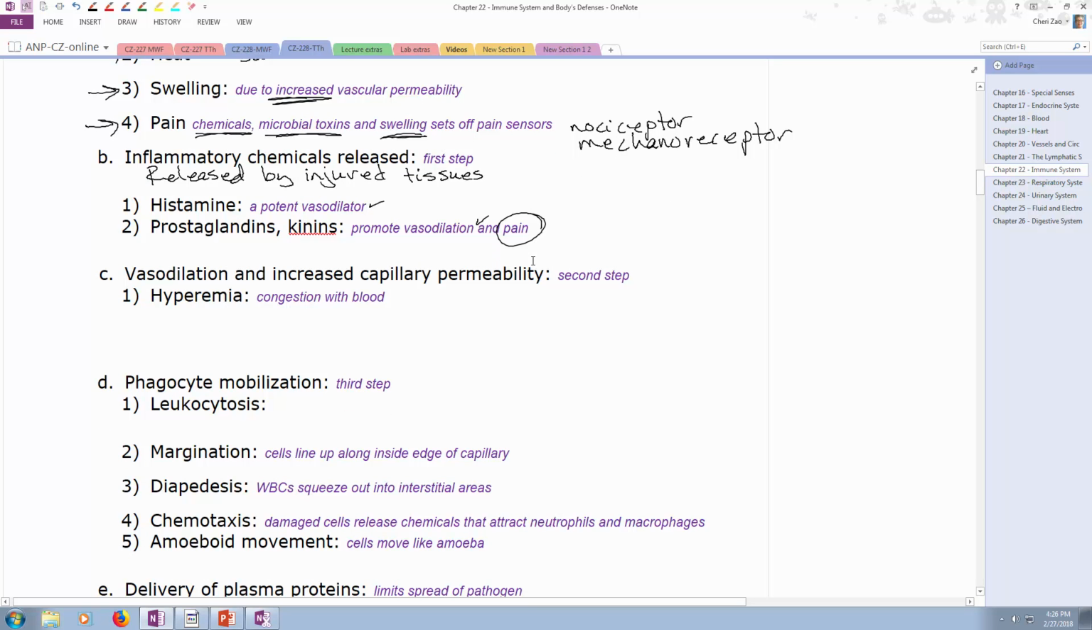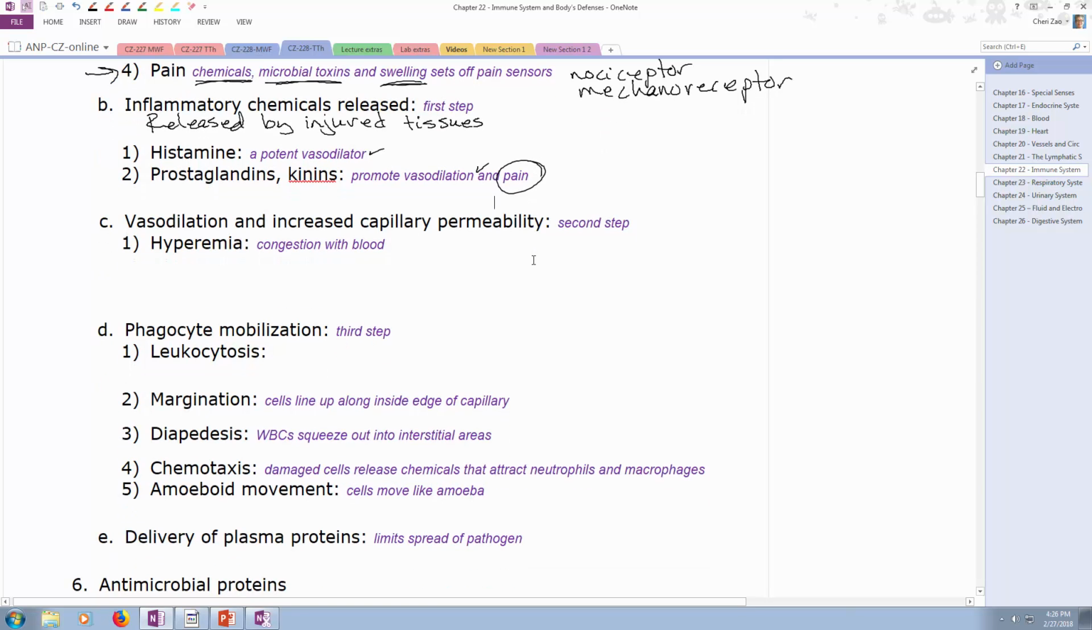Vasodilation will occur because of the chemicals, and we will have increased capillary permeability because of those chemicals. So injured tissues, A, release chemicals. Chemicals, B, cause vasodilation and increased vascular permeability. That's why it's listed there as a second step. And when you have increased blood flow and leaky capillaries, you get a condition called hyperemia. The area is congested with blood, so it's filled with blood, not in the soft tissues, but in the blood still in the vascular tree, and then the plasma is leaking out also into the tissue areas.